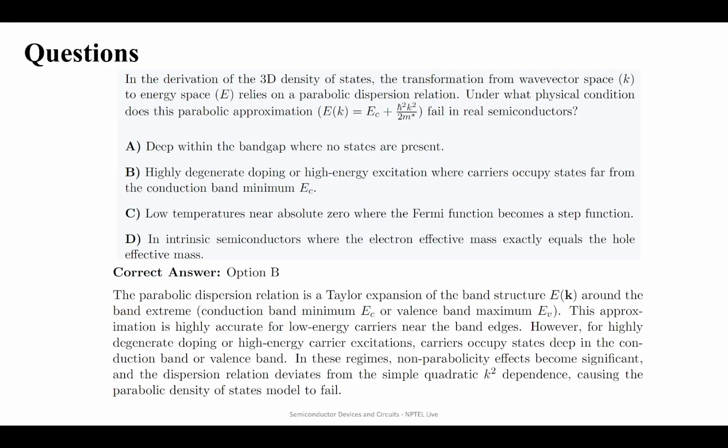However, with highly degenerate doping or high energy carrier concentrations, carriers occupy states deep in the conduction band or valence band. In these regimes, non-parabolicity effects become significant and the dispersion relation deviates from the simple quadratic k-squared dependence, causing the parabolic density of states models to fail.